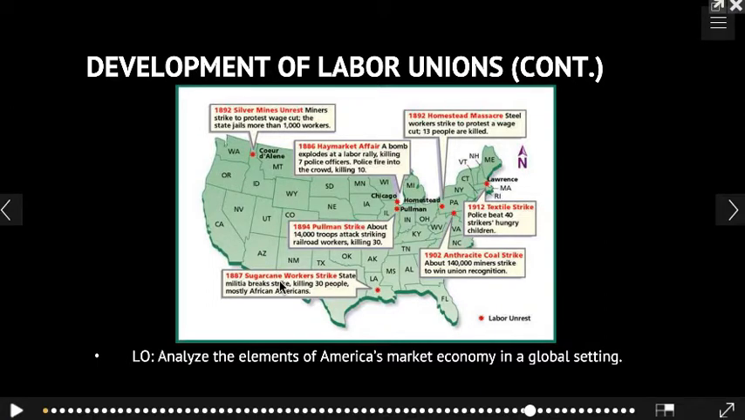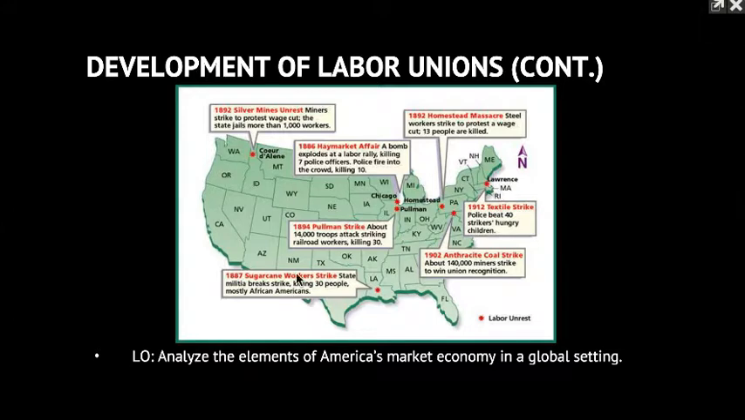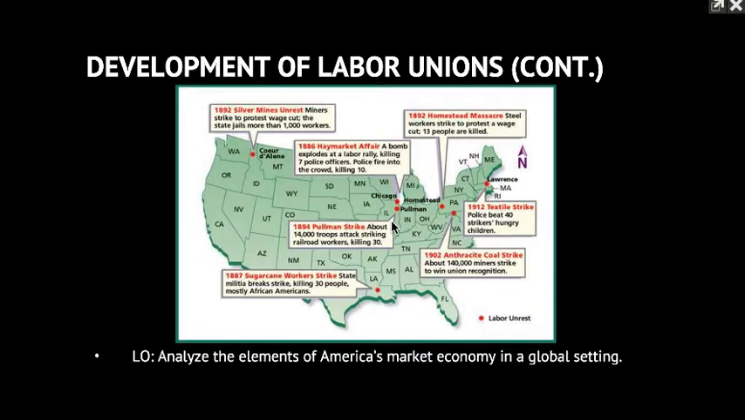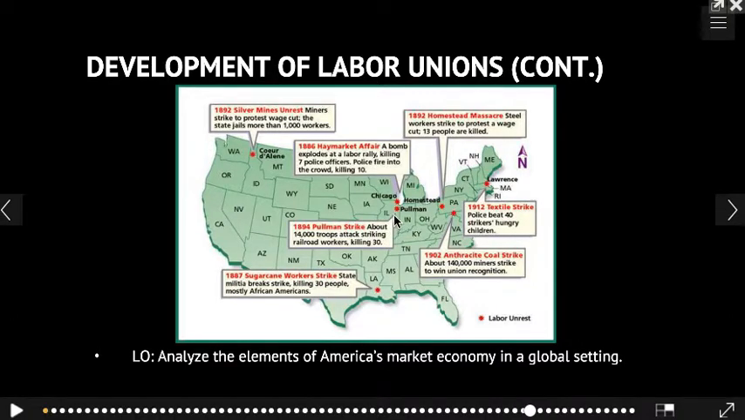Here you've got the sugarcane workers strike. State militia breaks the strike, killing 30 people, mostly African Americans. In 1894, the Pullman strike. About 14,000 troops attacked striking railroad workers, killing 30. That happened in Pullman, which is a town named after George Pullman, who made the sleeping cars for trains. Today it's a neighborhood of Chicago.